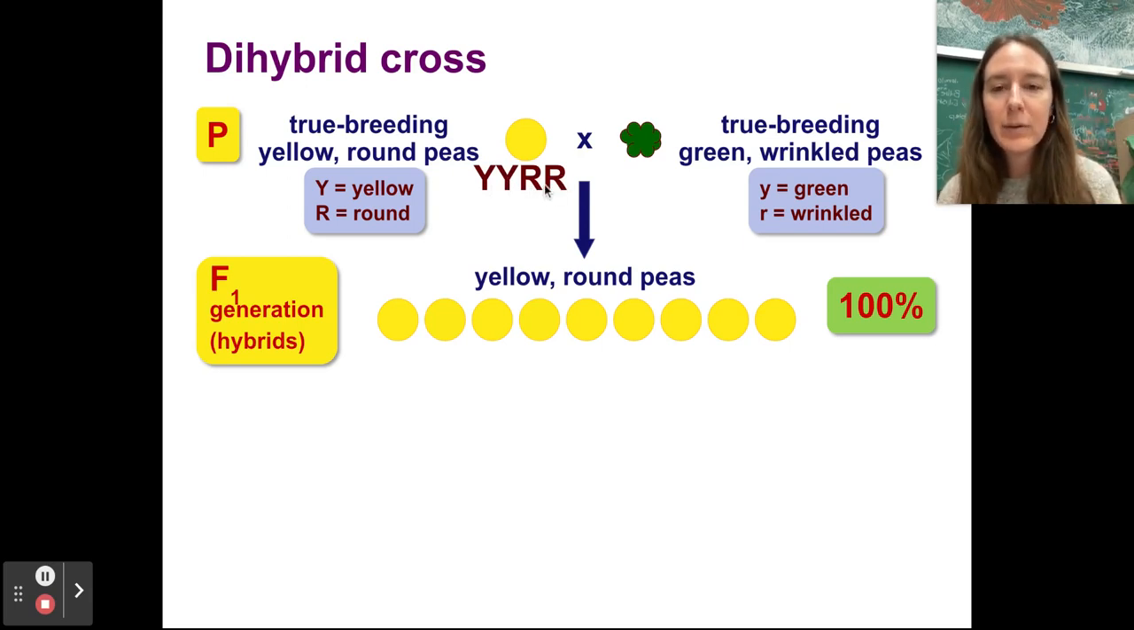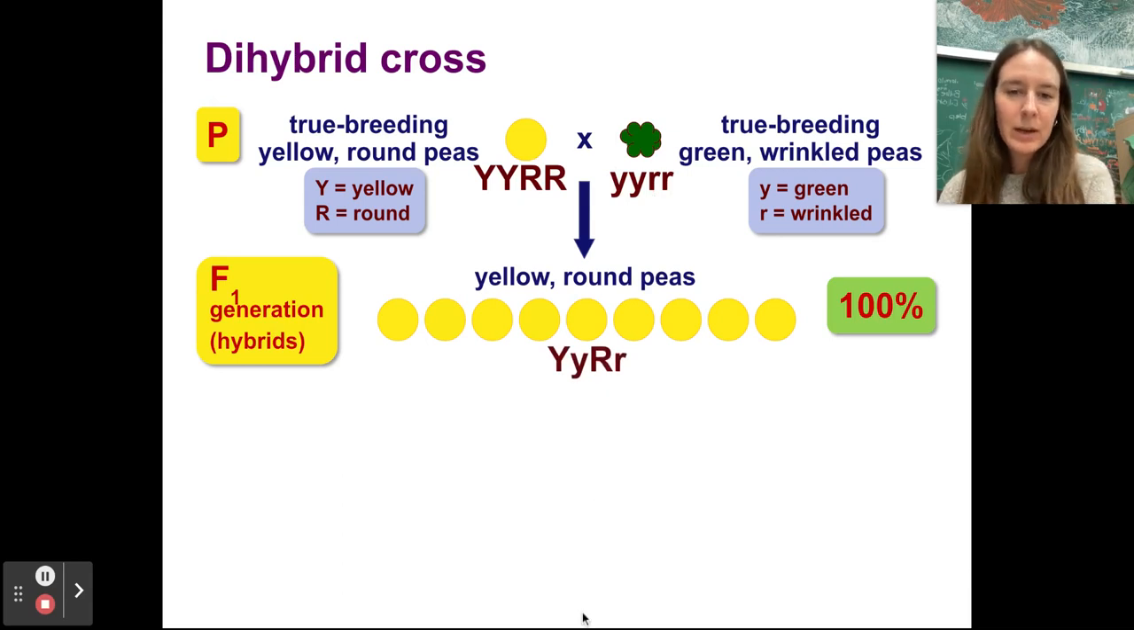So remember, dihybrid crosses, we're looking at two different traits at the same time. What is the genotype of this plant here? Take a moment, think about it. Remember, it's true breeding, so it's never mixed its alleles with any other plant. And we have homozygous recessive for the color and homozygous recessive for the shape as well. Okay, so what is the genotype of this next generation? It's going to be heterozygous for color and heterozygous for shape.